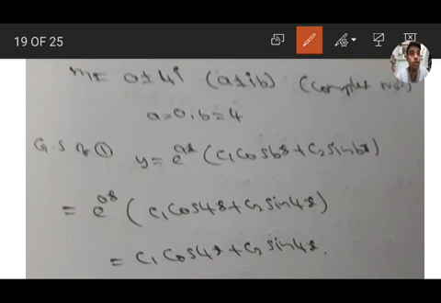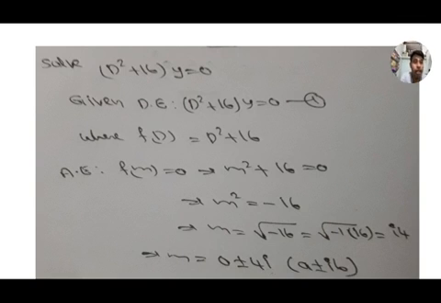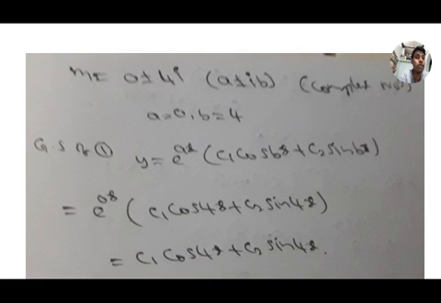Okay, write down the problem. Here it is the complex root. If in the square root we get a negative value, we will get i. Square root of minus 1 is i and square root of 16 value is 4, means 0 plus or minus 4i. A value is 0 and b value is 4. Complex roots means the solution is e to the power of ax into (c1 cos bx plus c2 sin bx), that is a value, b value, substitution. Write down the problem.